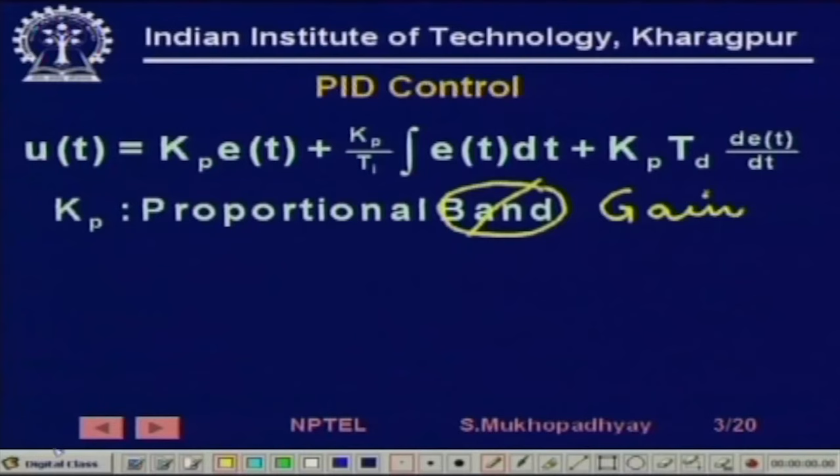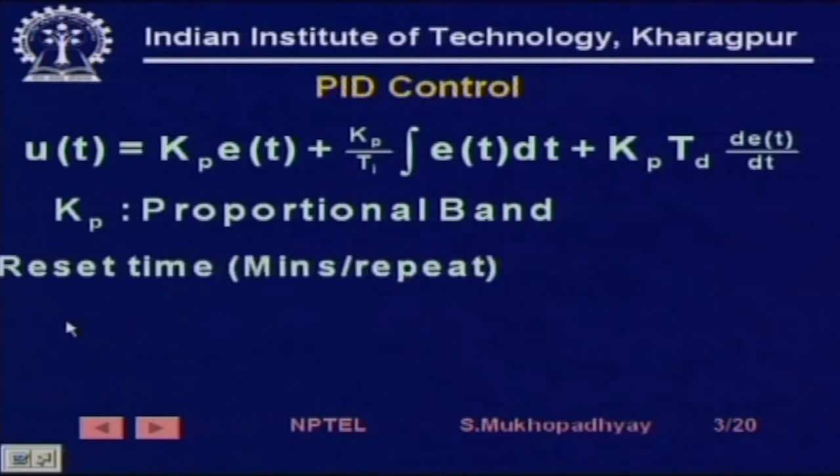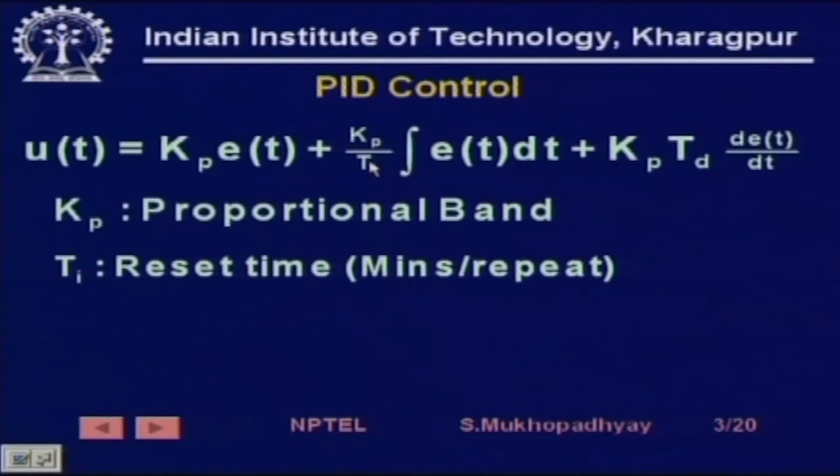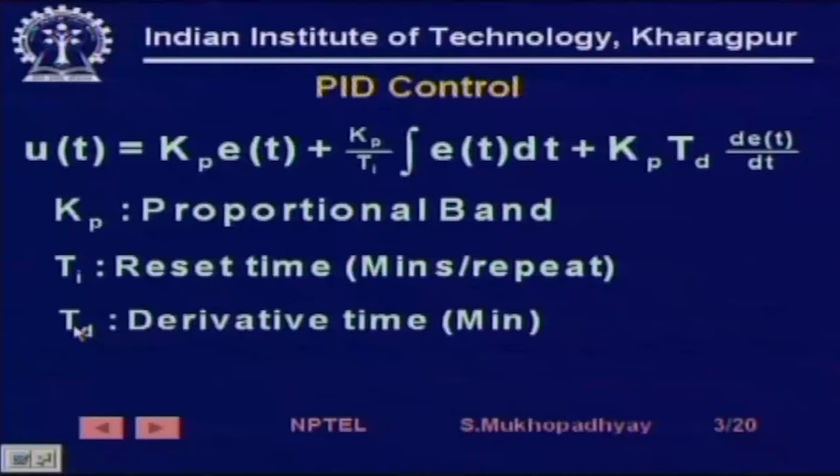Next is the parameter Ti, which is called the reset time and expressed in a peculiar sounding unit called minutes per repeat. Next is the derivative time, which is also expressed in units of minutes. It may seem rather unusual, but remember that typical chemical processes have time constants of the order of minutes. So these times are often expressed in minutes.